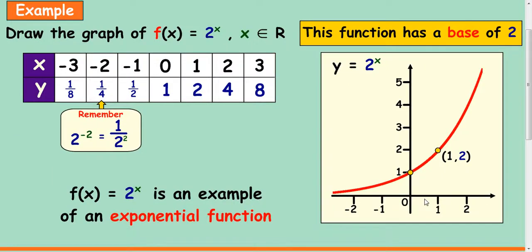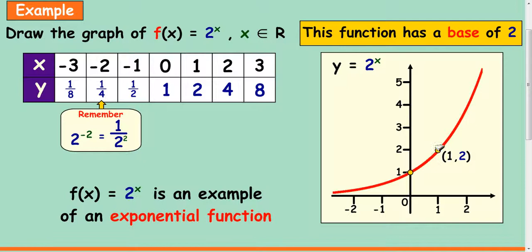Now there are two main points in the exponential graph to take note of. This point here, which is always going to be 1. It doesn't matter what we have here. If you've got 3 to the power 0, 4 to the power 0, you're always going to get a 1. So any exponential graph always goes through (0, 1).